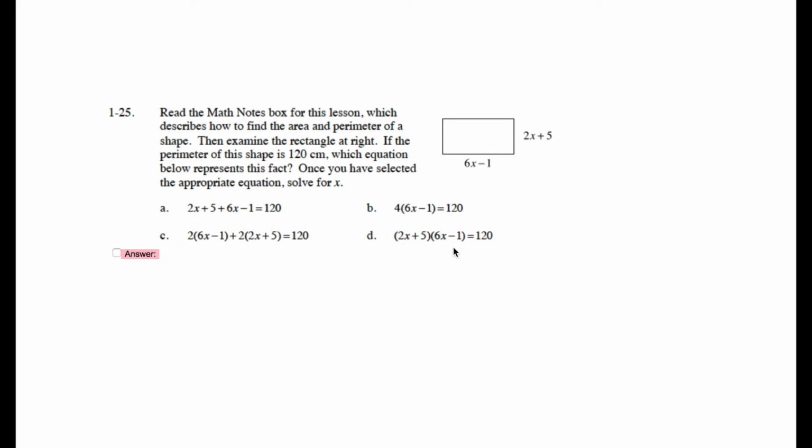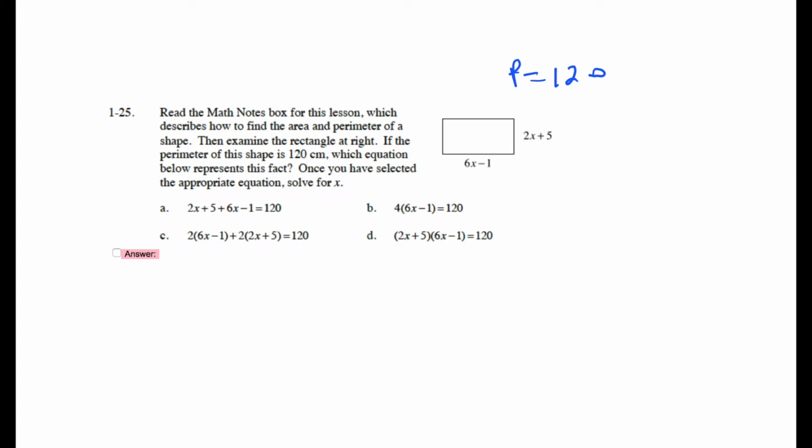The math notes box for this lesson. Okay, there is no math notes box, which describes how to find, okay, in this example, then examine the rectangle to the right. If the perimeter of the shape is 120 centimeters, okay, so what's perimeter mean? Yeah, so P is equal to 120. P is 120. Which equation below represents this fact?